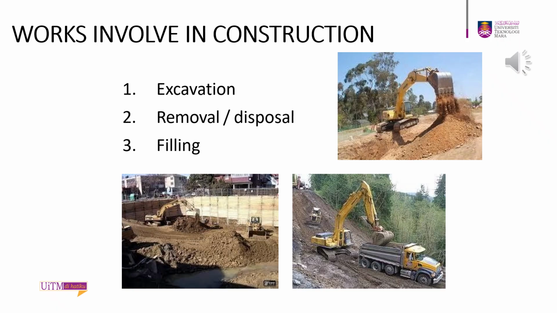This slide shows the three main types of earthwork activities involved in construction. First is excavation, where soil is removed to form trenches, foundations, or site levels. Second is removal or disposal, where excess soil is transported away from the site. Third is filling, where selected material is brought in and compacted to achieve the required ground level. The images illustrate how machinery is used in each stage to move and manage soil efficiently on site.